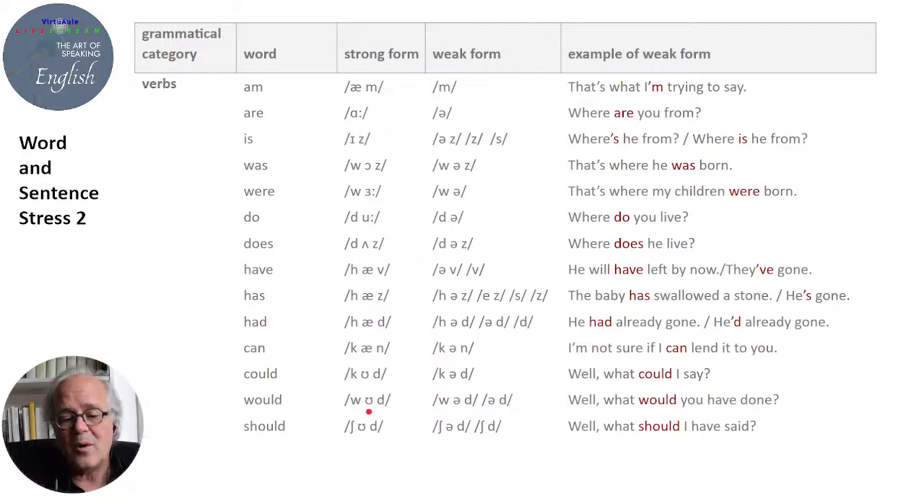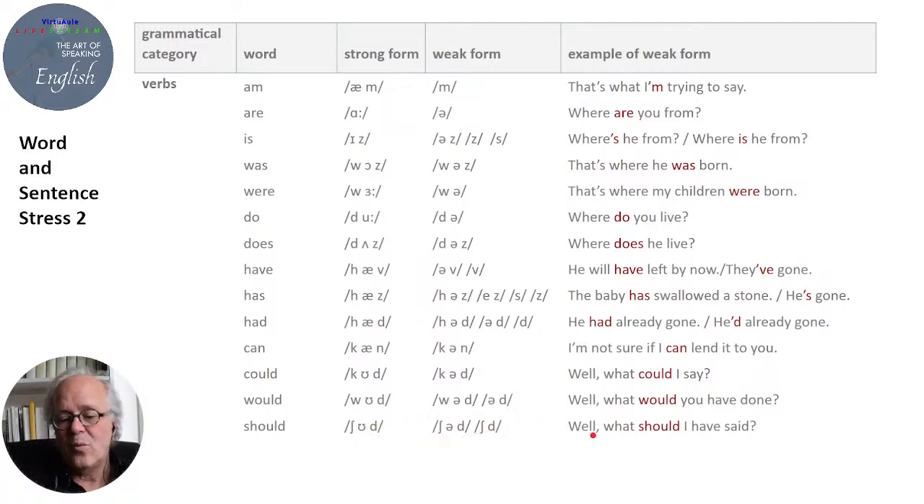Would, the same. From would, we go to would. Well, what would you have done? What would you have done? Have done. Would, and then contracted completely without the W sound. What did he do? What would he do?